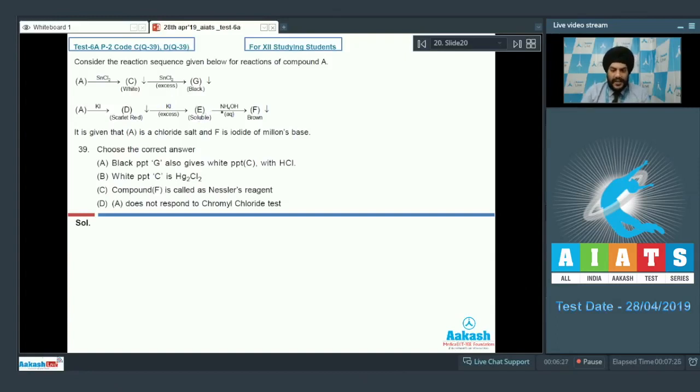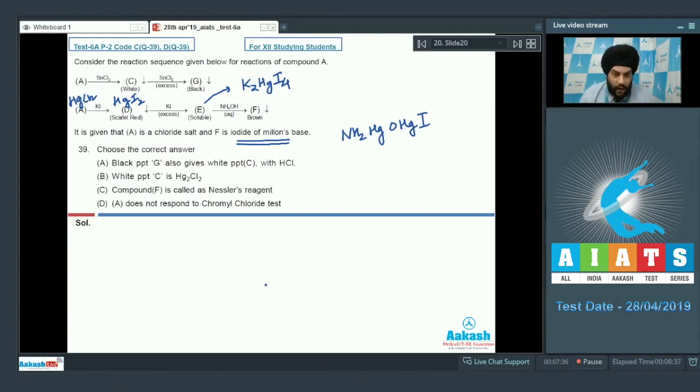The soluble compound formed is now allowed to react with NH4OH and it gives us a brown colored precipitate. It is further mentioned to us that A is a chloride salt and F is iodide of Millon's base. Students, iodide of Millon's base has the formula NH2HgO HgI, which means that the compound must contain mercury. So we know that the compound E has to be Nessler's reagent, which is K2HgI4. And the compound D is HgI2, which implies that the compound A will be HgCl2.